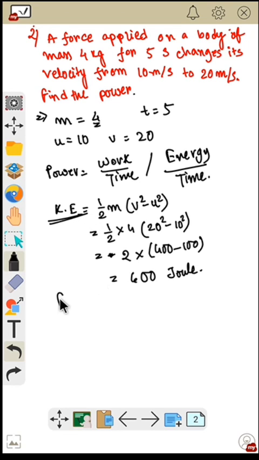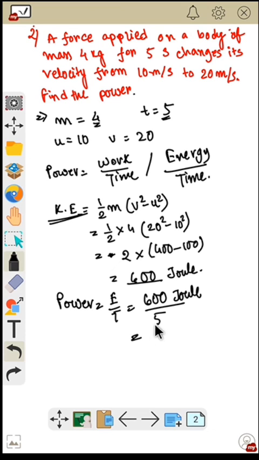So what is power? Power equals energy by time. So energy is 600 joule divided by time, 5 seconds. So 120 watt. So this is the power of the person who applied the force on the body having mass 4 kg. So I hope you understand that problem.